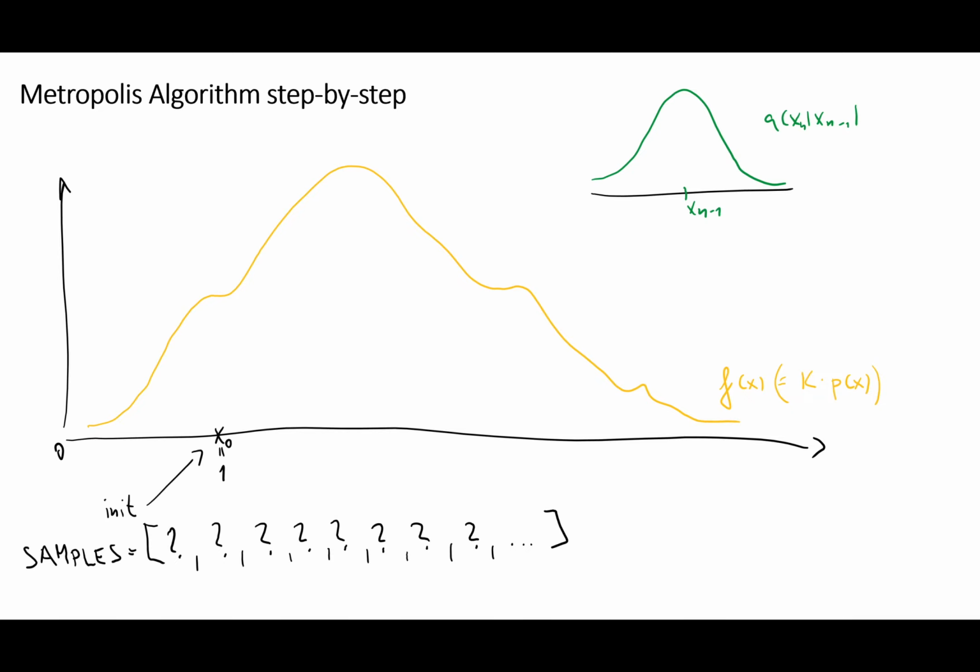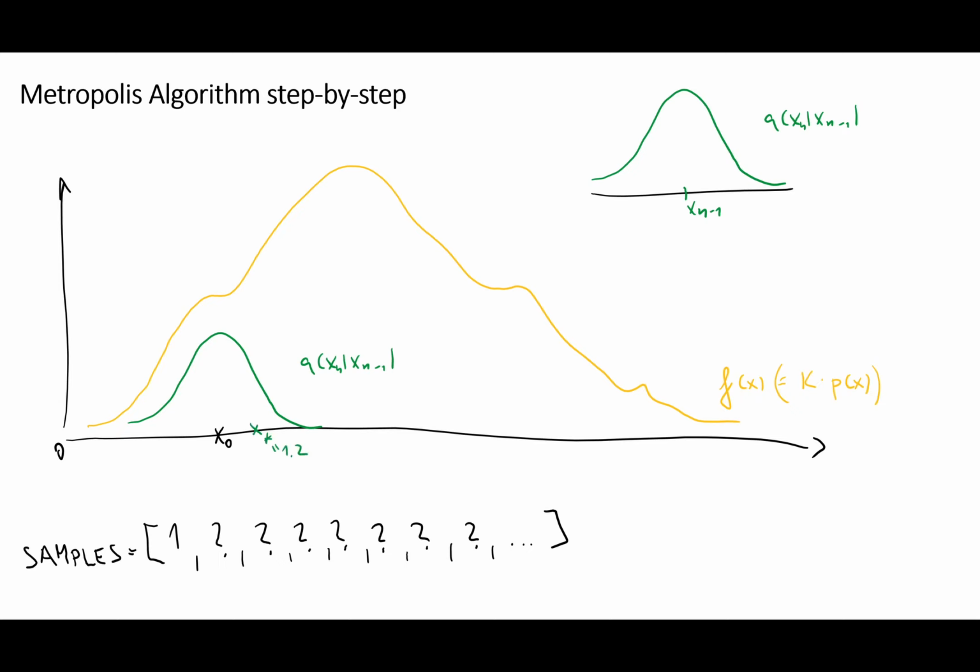Okay, so we have to start somewhere. Just choose x0, let's assume it's 1, so we put it into the array of samples, and this is our starting point. Now we again build this proposal distribution on top of it. We now want to sample x1 given x0, so this is our distribution from which we will sample. Let's sample, okay.